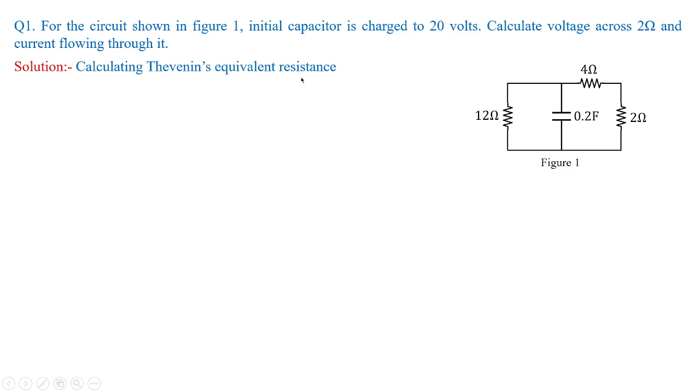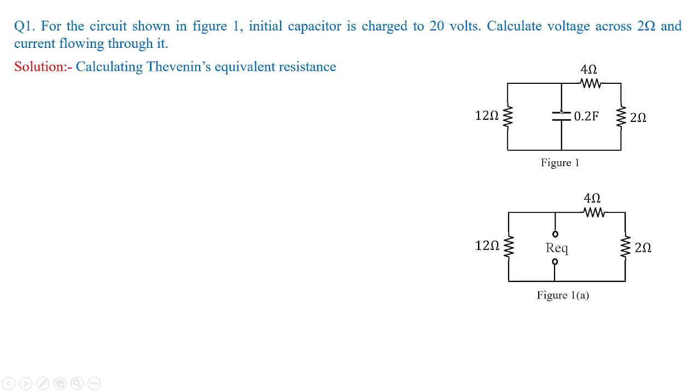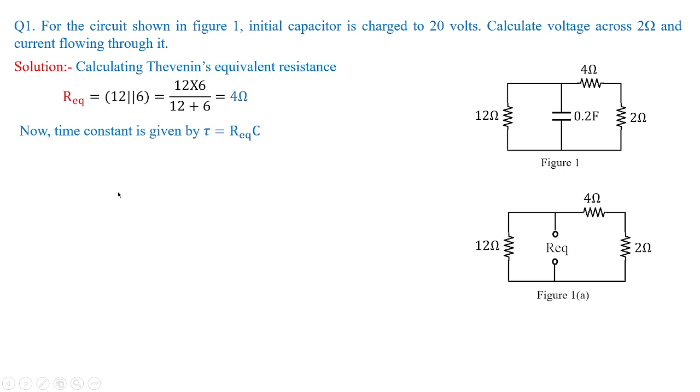Calculating the Thevenin's equivalent resistance first. As I told you, to calculate the resistance, you have to remove the capacitor from the given figure and calculate the R equivalent. Clearly in figure 1a you can see 4 and 2 are in series and they are arranged in parallel to 12. So the R equivalent would be A into B by A plus B, that is equivalent to 4 ohms. Once we are done with R equivalent, we can easily calculate the time constant, which is R equivalent into C. C is given as 0.2 and R equivalent we got as 4. So the time constant for the circuit shown in figure 1 would be 0.8 second.